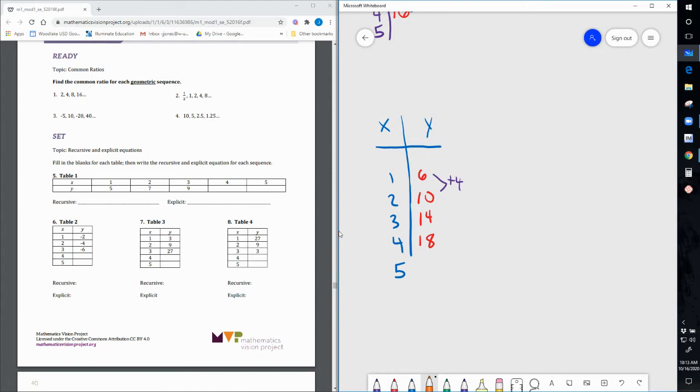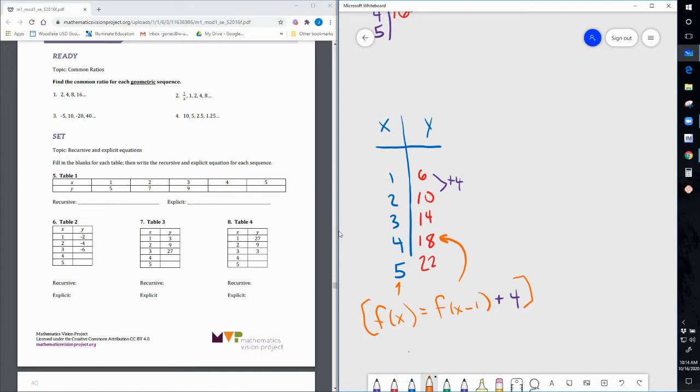So to find the term we're looking for, which in this case is the 5th term, I take the previous term, which in this case would be the one right above it, right? And what am I going to do to get it? I'm going to add 4. So 18 plus 4 is 22, and that's how we got 22. We're just adding 4. This is my recursive equation. That's all we have to do.